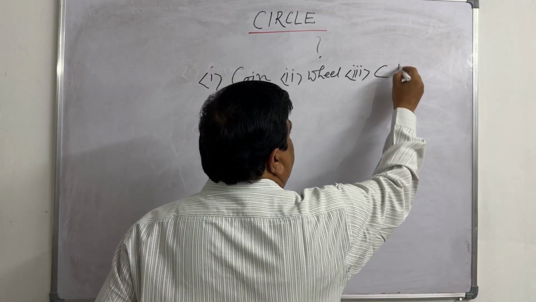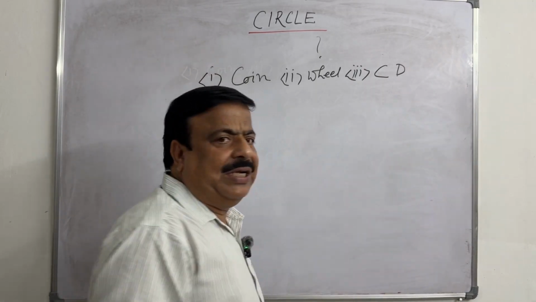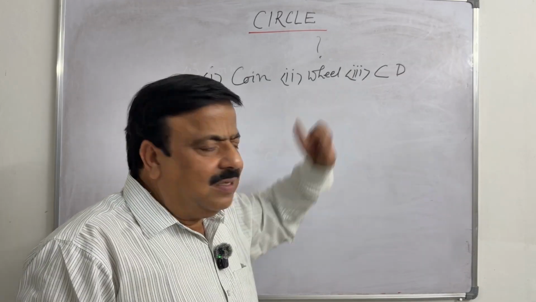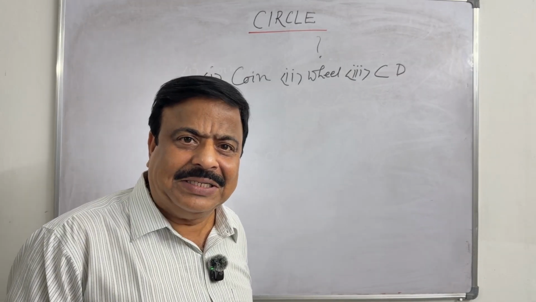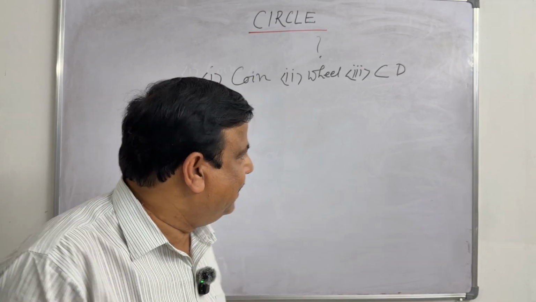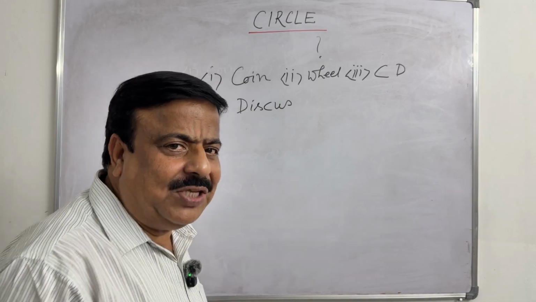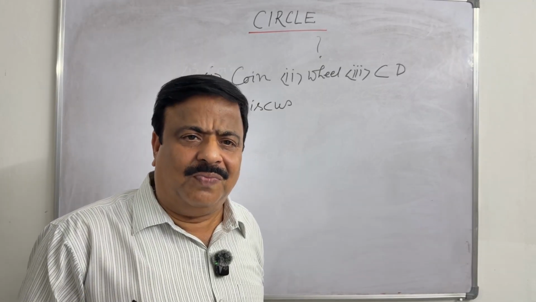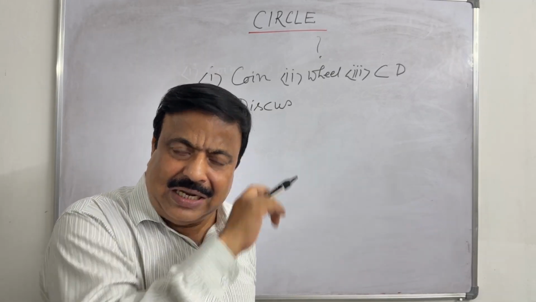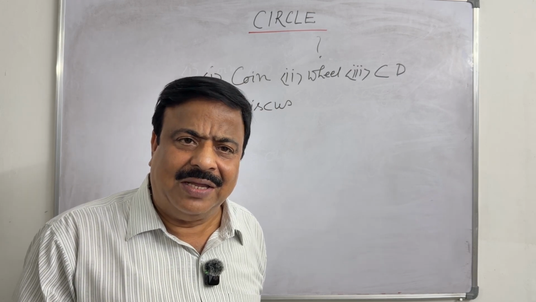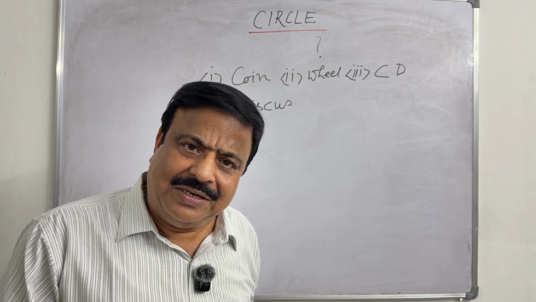Take another example. CD. You know, CD is a digital storage device. So what is the shape of a CD? It is a circle. Okay. Take another example. Discus. You know, there is a sports event called discus throw. एक sports event होता है जिसका नाम है discus throw. जो discus होता है इसका shape क्या होता है? It is a circle. Okay.